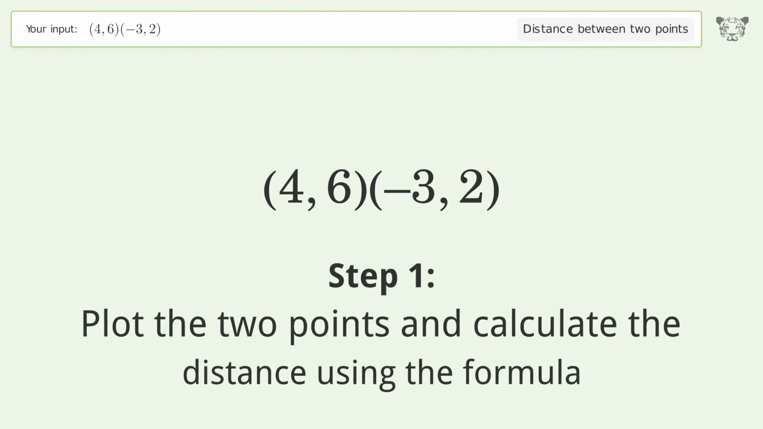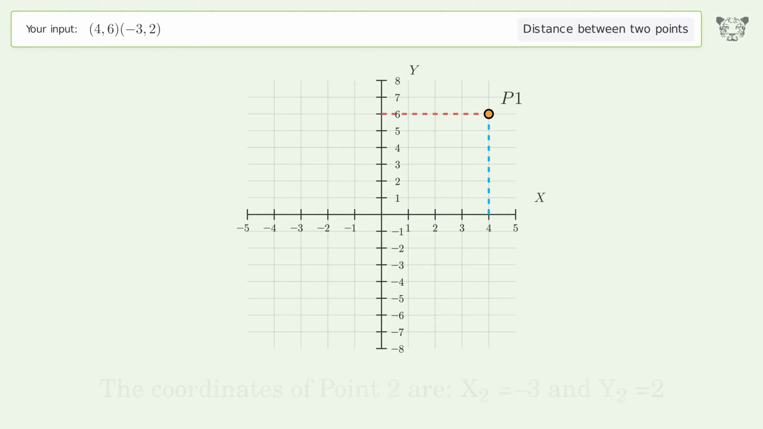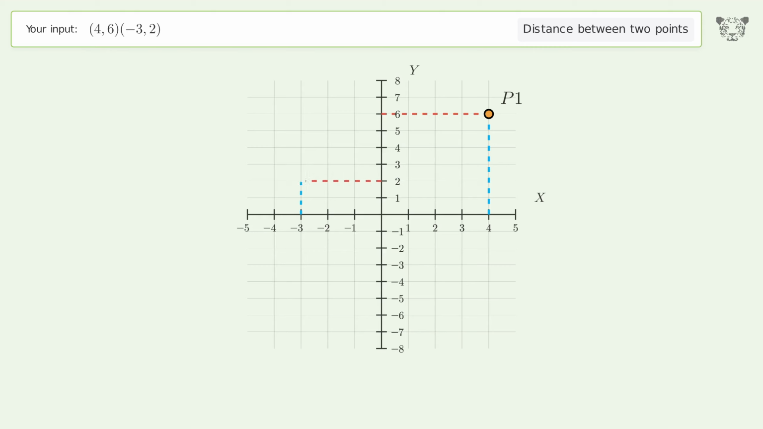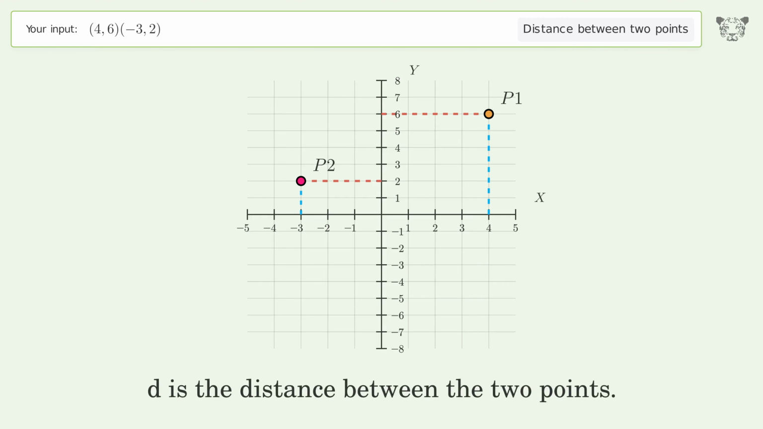The coordinates of point 1 are x1 equals 4 and y1 equals 6. The coordinates of point 2 are x2 equals -3 and y2 equals 2. D is the distance between the 2 points.